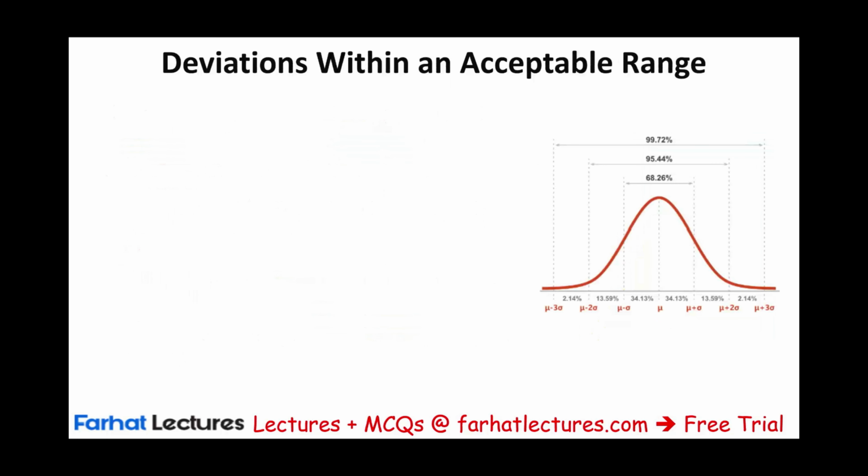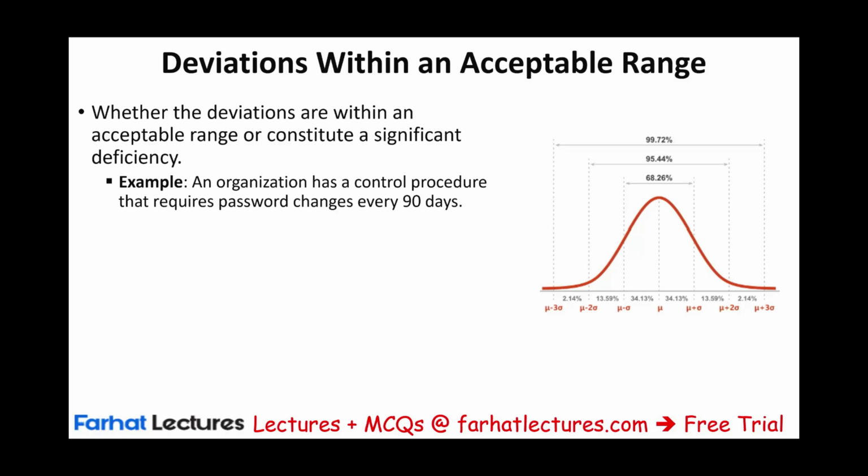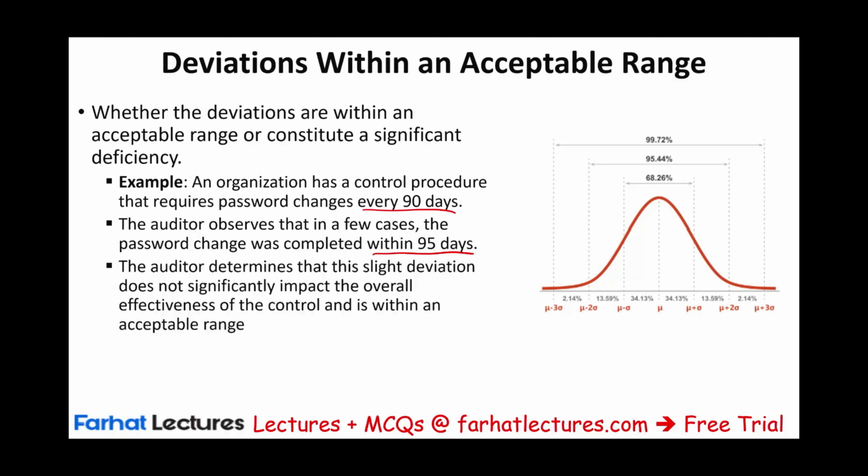What happens if we find a deviation but it's within the acceptable range? Whether the deviations are within an acceptable range or constitute a significant deficiency makes a difference. What's an acceptable range? For example, we can accept a 2% or 3% deviation, or 5 errors, or 1 or 2 incidents. An organization has control procedures that require password changes every 90 days. The auditor observed that in a few cases the password change was completed within 95 days. The auditor determined that this slight deviation does not significantly impact the overall effectiveness of the control and it is within the acceptable range.